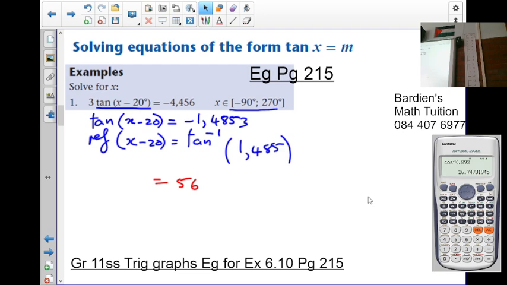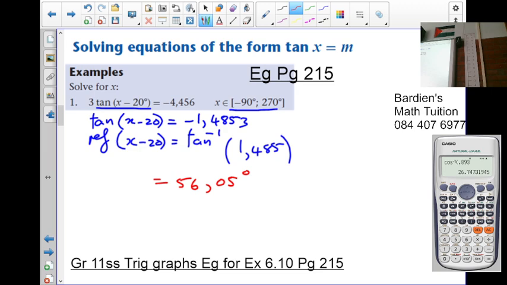4,456 divided by 3 gives me 1,485. Then arctan of that answer, we drop the negative. So arctan of 1,485 gives you an answer of 56,05 in this case. So this is my reference angle now.